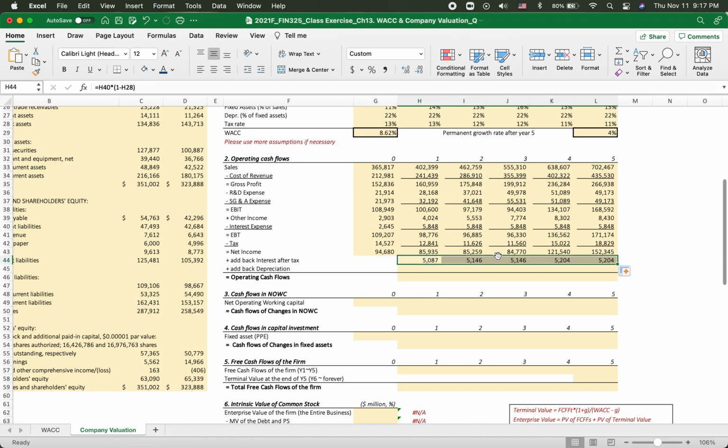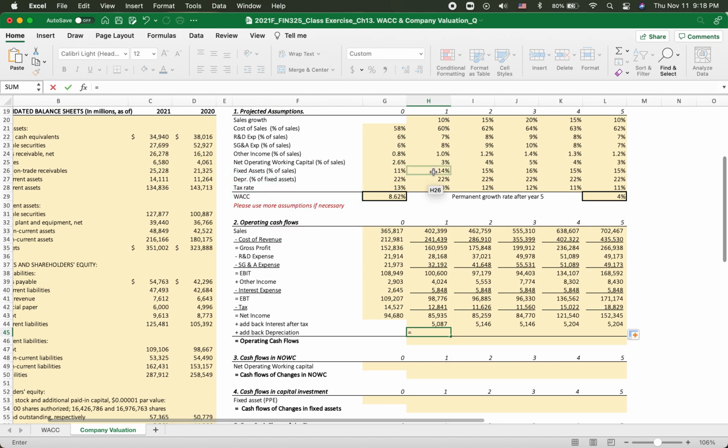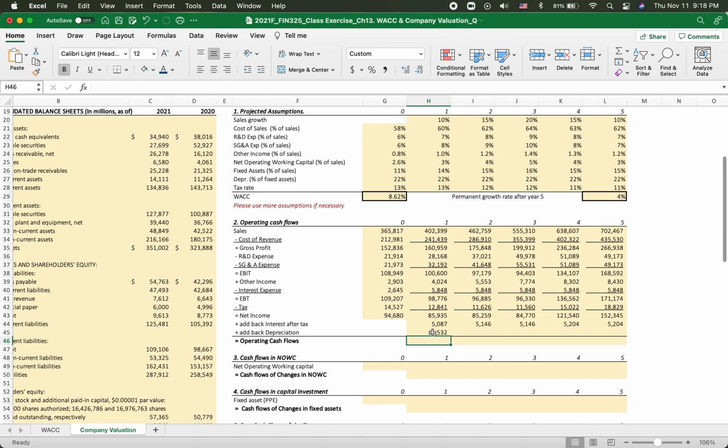Then let's drag. And then add back depreciation. Then how to calculate the depreciation? Right, there you go. The depreciation is calculated by percentage of fixed asset. Then how to calculate fixed asset? Right, this 14% times sales, which is fixed asset. Now we multiply this percentage of fixed asset. Now we got add back depreciation. Add back depreciation amount should be added into the operating cash flow. So the sum of these three numbers, finally we got operating cash flows.